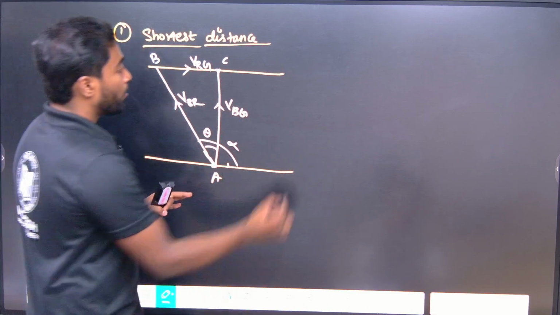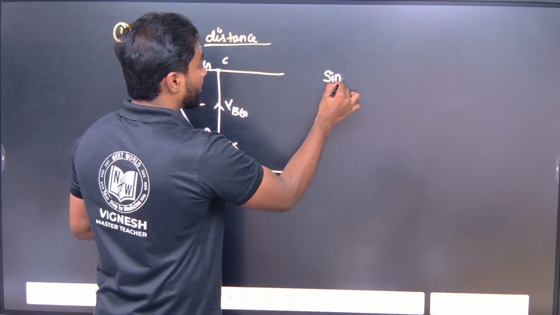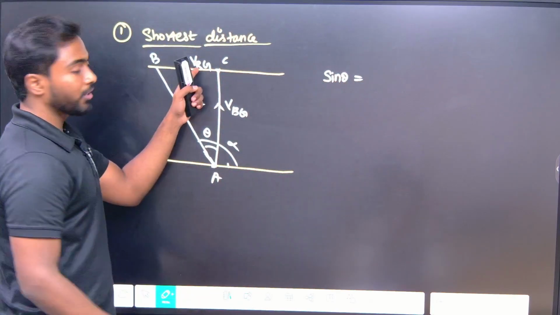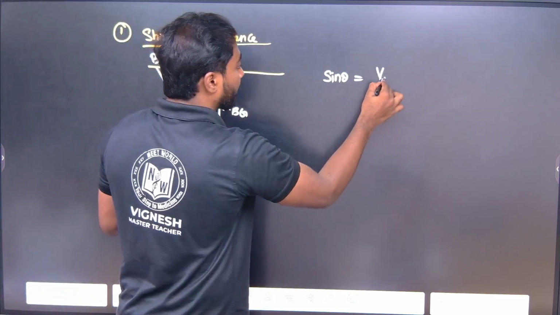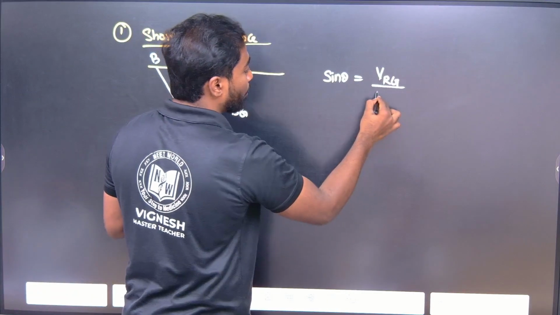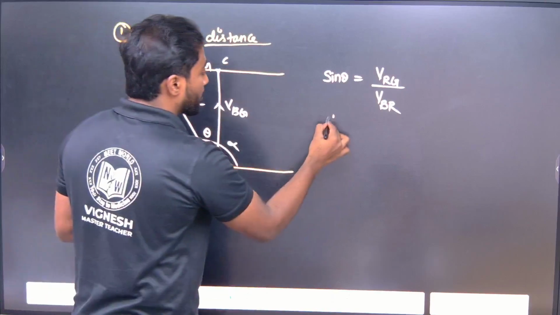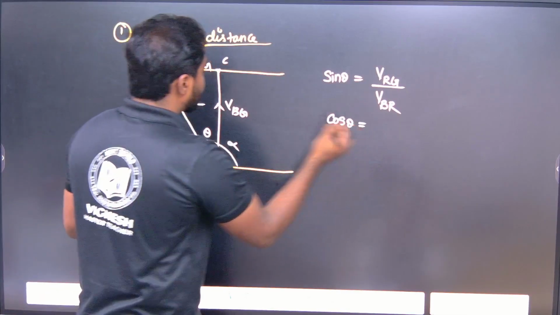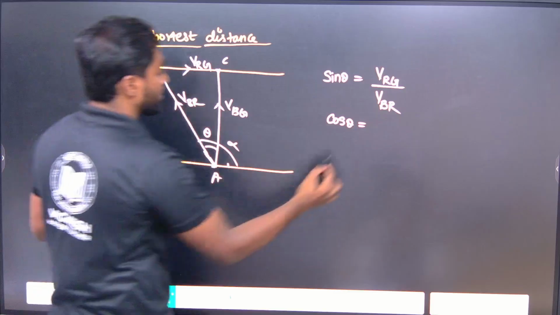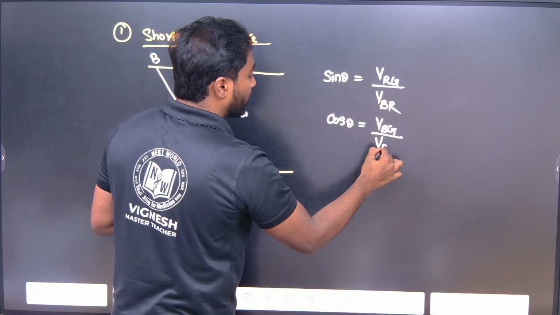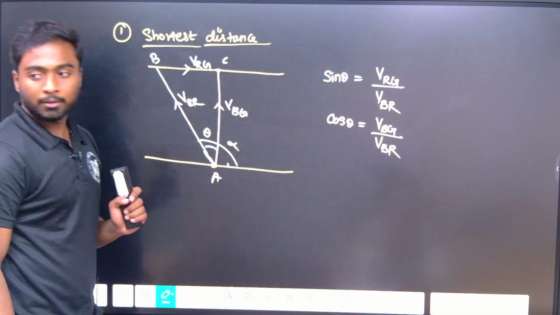Now the thing we are going to talk about here is sin theta, cos theta, tan theta. What is sin theta in this case? Sin theta equals opposite by hypotenuse. Opposite is the velocity of the river with respect to ground by the velocity of the boat with respect to river. Next is cos theta, adjacent by hypotenuse, which is the velocity of the boat with respect to ground by the velocity of the boat with respect to river.